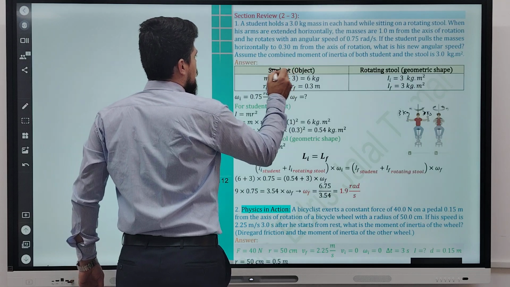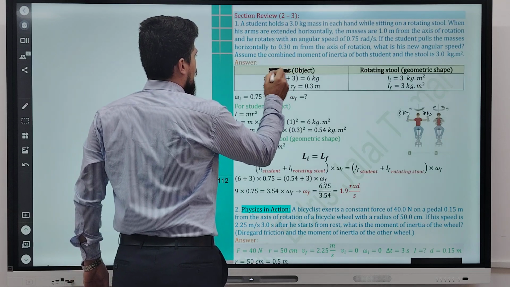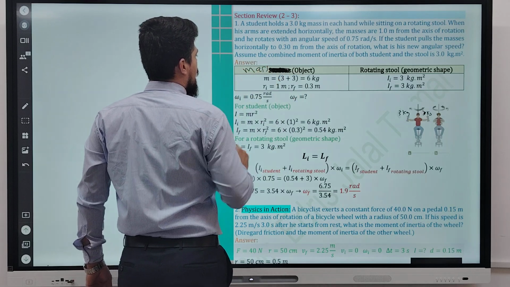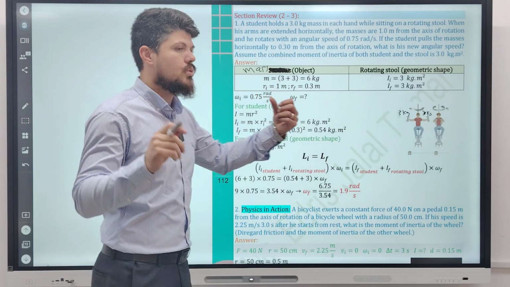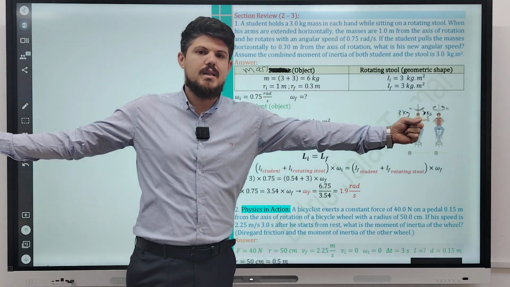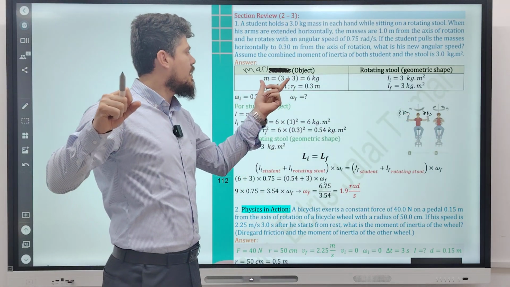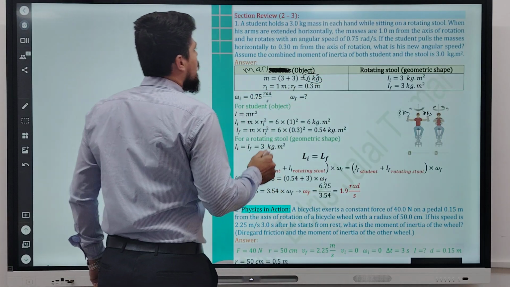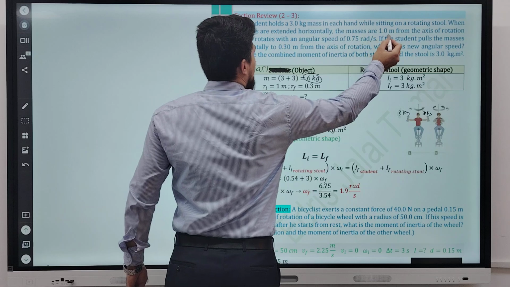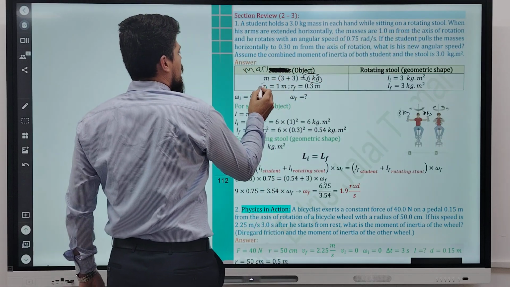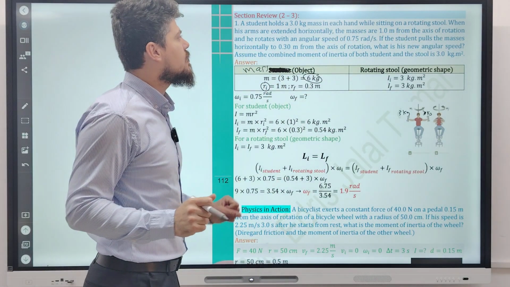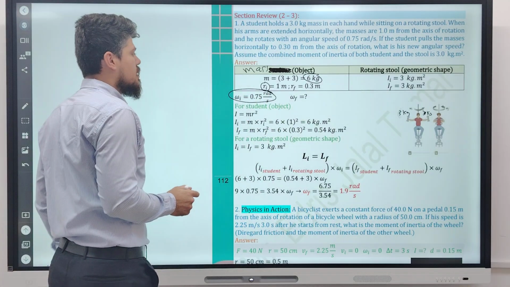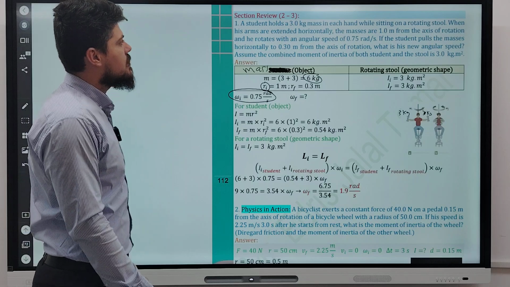This is the mass. It should be mass, not student. Okay, correct this mistake, please. How many masses do we have in this question? 2 masses, 2 dumbbells held by the student. We have to add up the 2 masses, which is equal to 6 kilogram. The mass is 1 meter from the axis of rotation. It means that R initial is 1 meter from the axis of rotation, and its angular speed omega initial is equal to 0.75 radian per second.